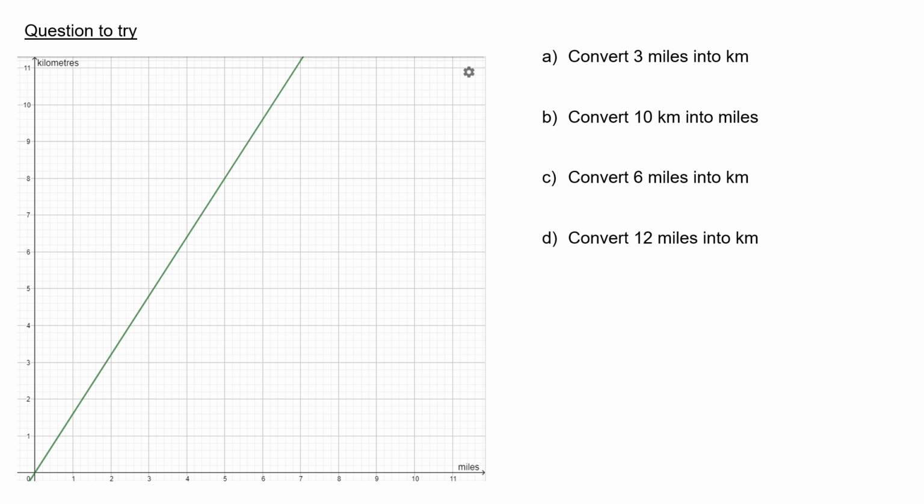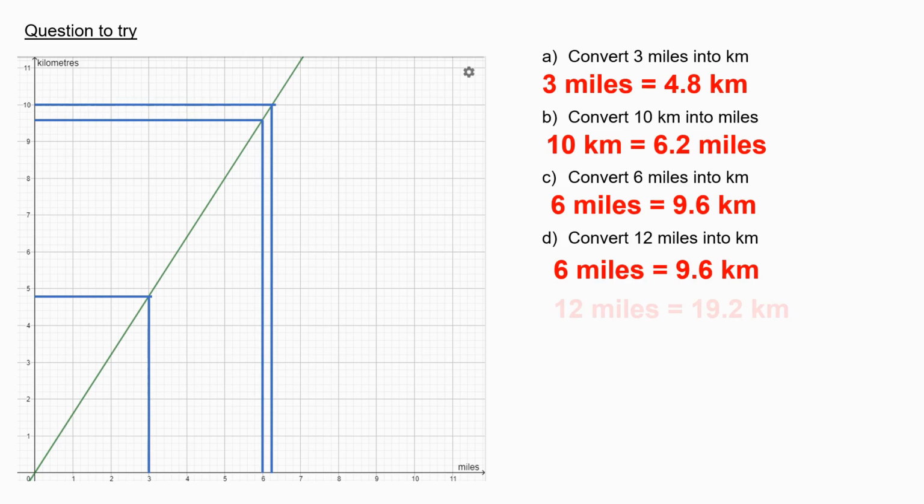Here is a question for you to try, which is very similar. Please pause the video now and have a go, and when you're ready for the answer, press play. Don't forget that 6 miles is 9.6 kilometers, so 12 miles is 19.2 kilometers, which is double.